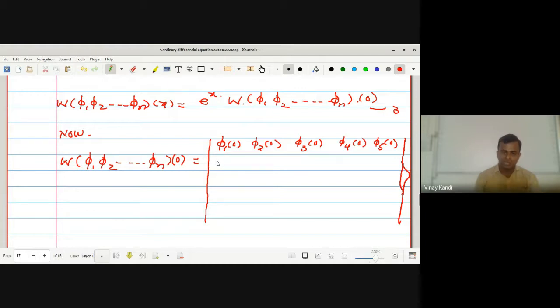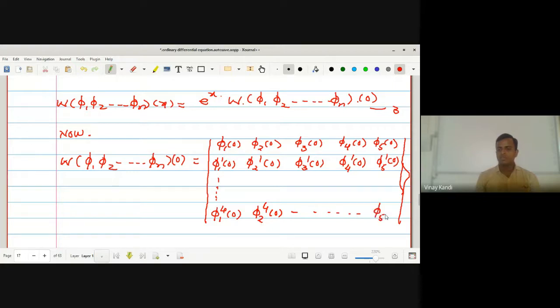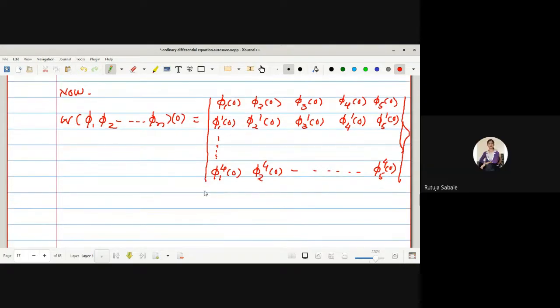Okay, now one for last one. Phi 1 dash of 0, phi 2 dash of 0, phi 3 dash of 0, phi 4 dash of 0. घ्या वही पेन घ्या आणि काढा हे सगळे. ओके, ॲट लास्ट काय येणार? phi 1 raised to 4th. ओके, सेकंड, थर्ड आणि फोर्थ येणार. फोर्थ डेरिव्हेटिव्ह ऑफ 0, phi 2 to the power 4 at 0. Up to last येणार phi 5 at fourth derivative at point 0. Okay, any doubt? No, sir.